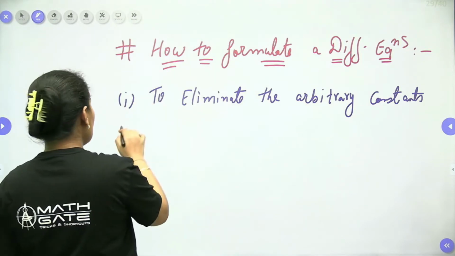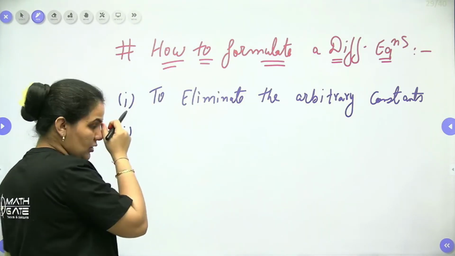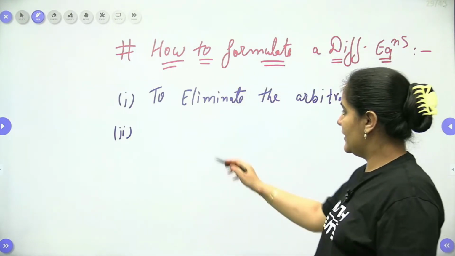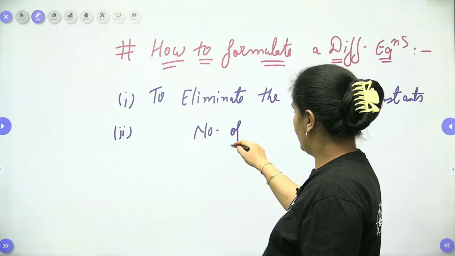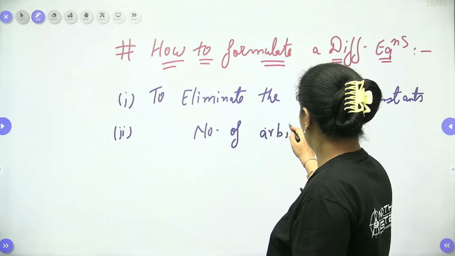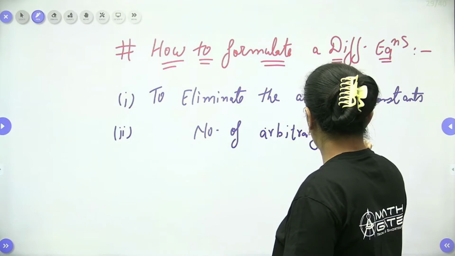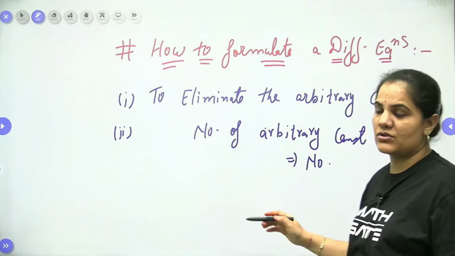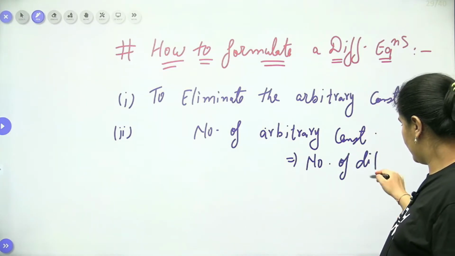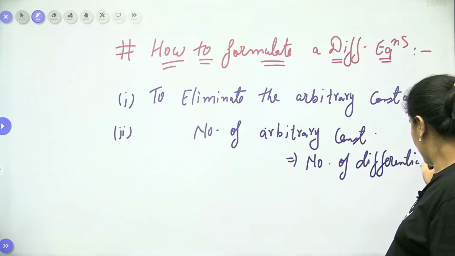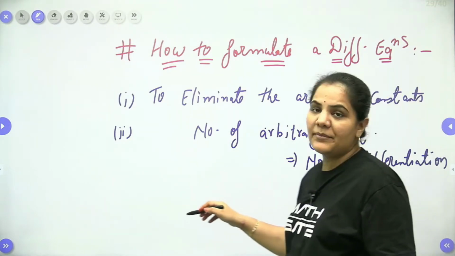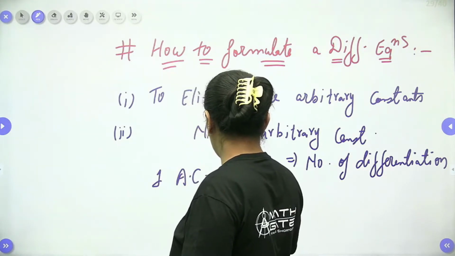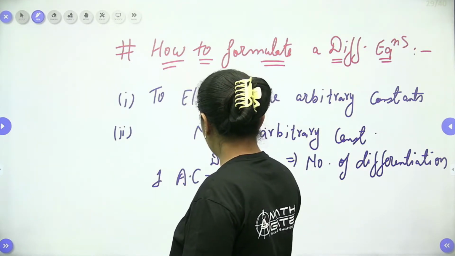Now, to formulate a differential equation, first of all you have to eliminate the arbitrary constant. Now how can you eliminate it? The number of arbitrary constants is equal to the number of differentiations. If there is one arbitrary constant, my dear students, you will differentiate one time only.